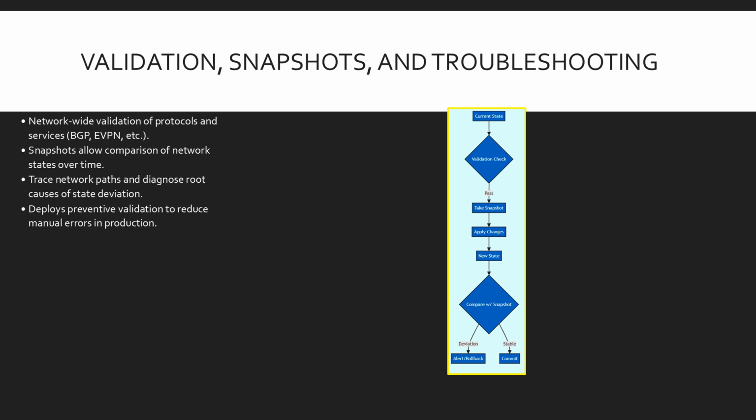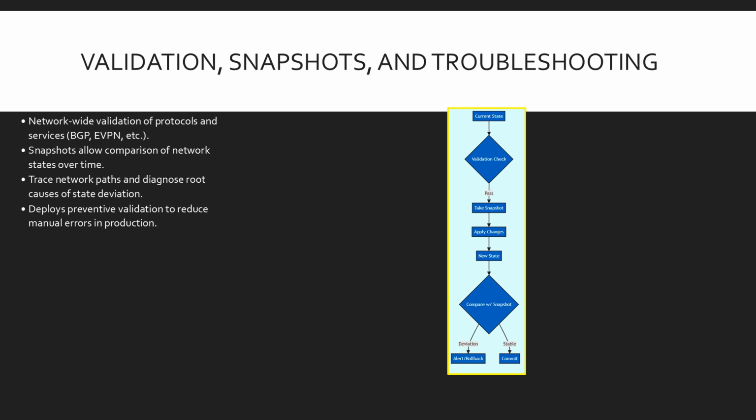NetQ also allows you to trace network paths and diagnose the root cause of connectivity issues by correlating configuration changes with operational status. What have we learned? NetQ serves as a time machine for your network, allowing you to validate state changes. The important point is that snapshots and validation checks prevent configuration drift and reduce the risk associated with network updates.